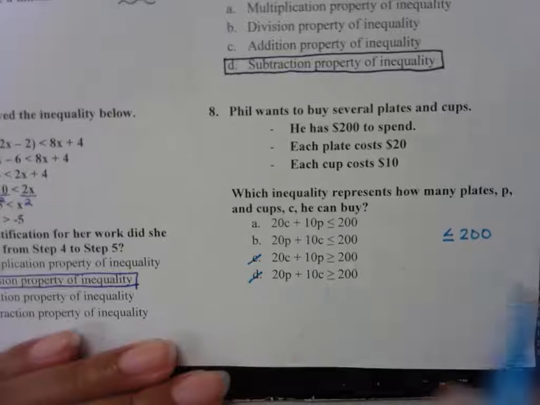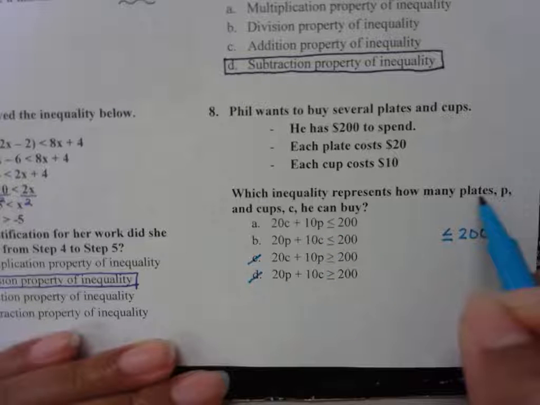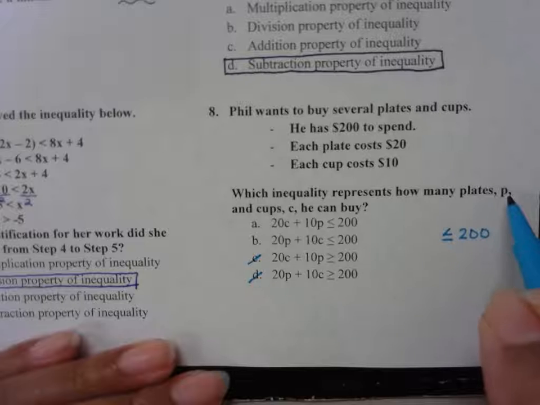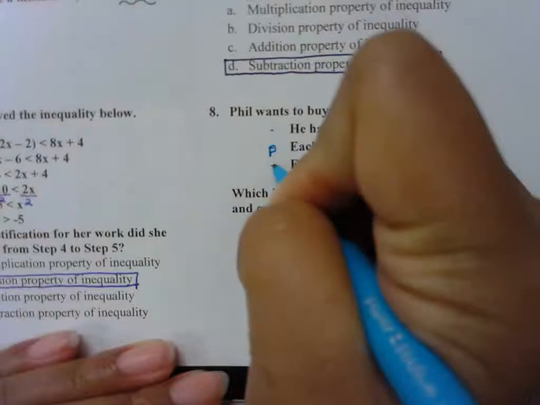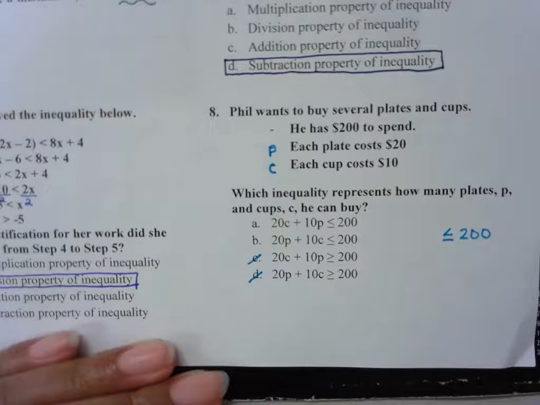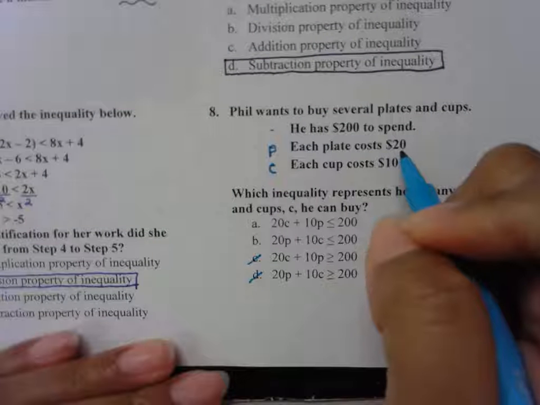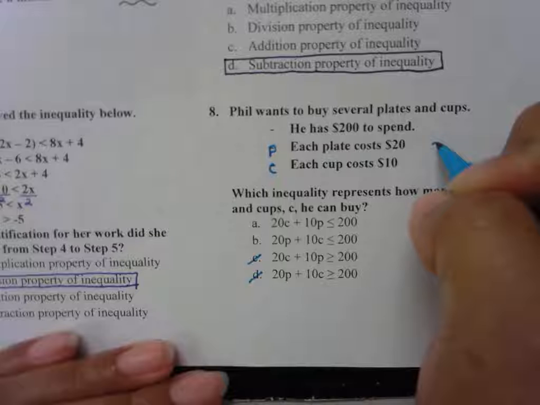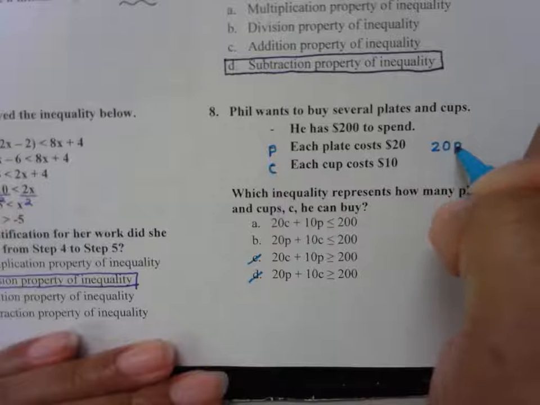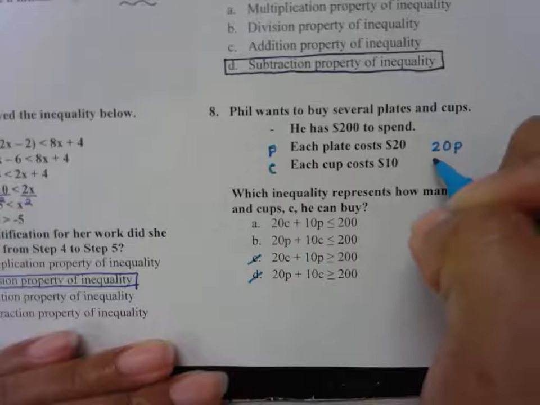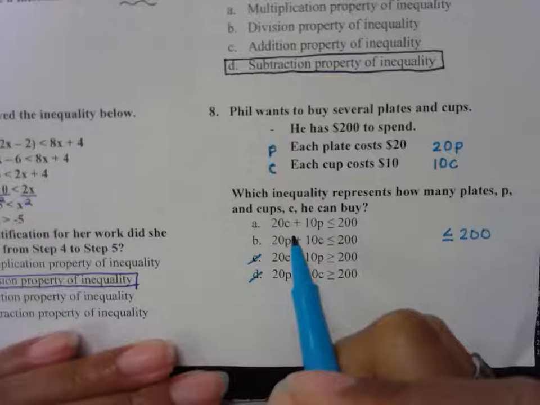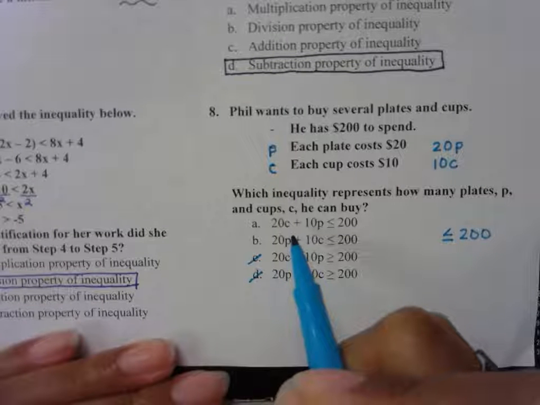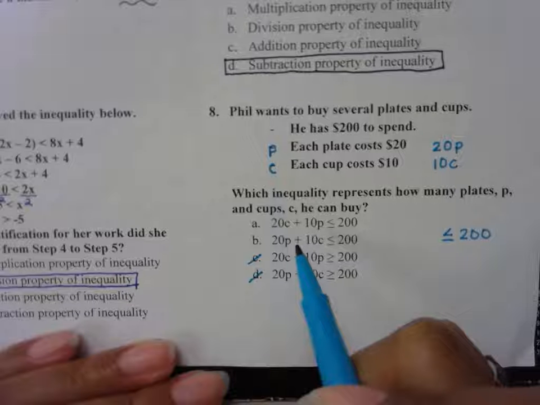Next, they tell us the number of plates. Plates is a variable, so we're going to call it P. So plates are P and cups are C. Plates cost $20, so that would be 20p since we don't know the number of plates. And cups would be 10c. So that also eliminates another choice without having to go through the steps of the math.